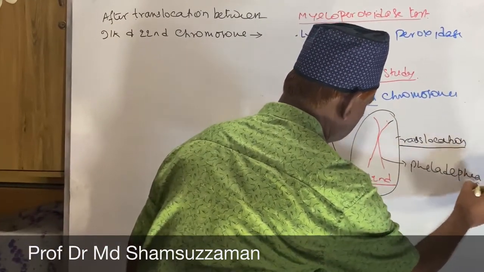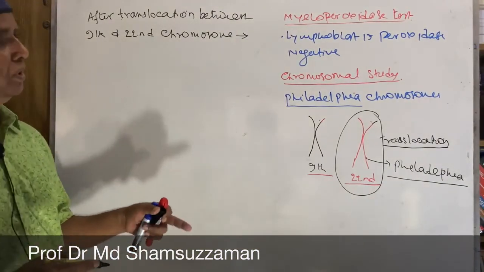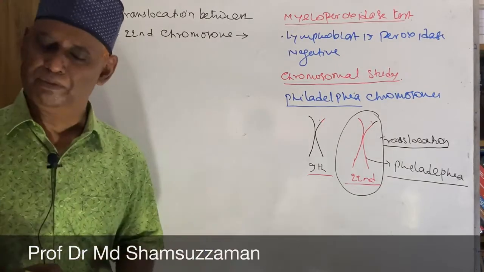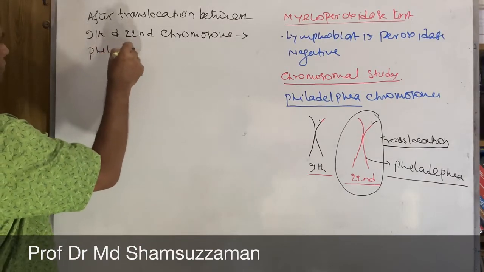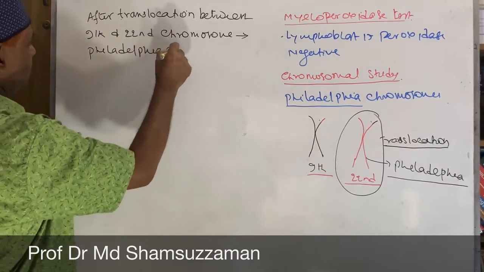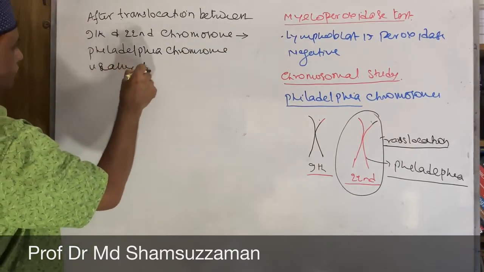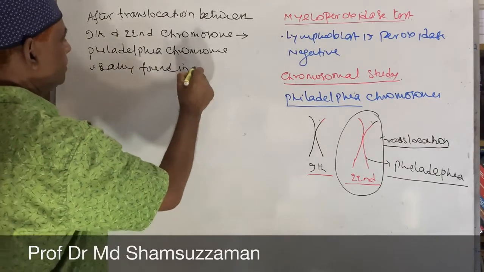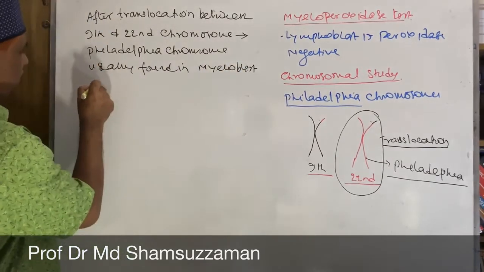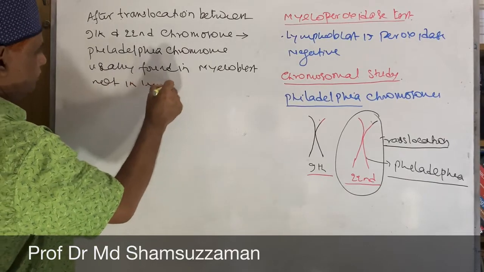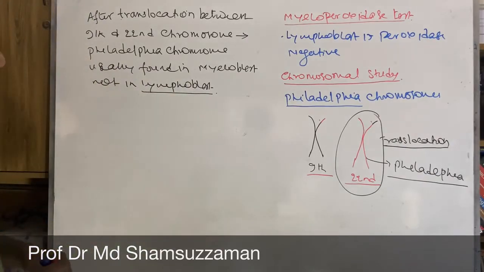It is called Philadelphia chromosome. Why is it called Philadelphia? It is called Philadelphia according to the name of the city Philadelphia. This Philadelphia chromosome is usually found in myeloblast, not in lymphoblast. So in lymphoblast we will not get Philadelphia chromosome.